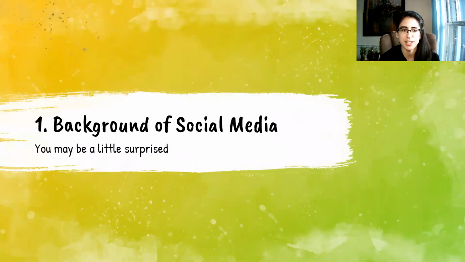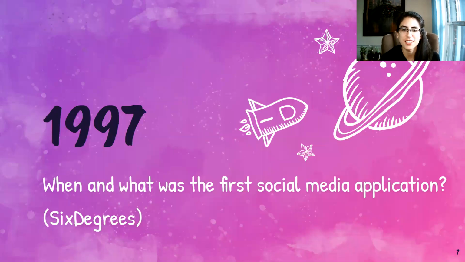So background of social media, you may be a little surprised. When was the first social media application? The first generalized social media application was founded in 1997, and it was called 6 Degrees. The idea of this platform was that all humans are connected by 6 degrees of separation, meaning if you take everyone you know, everyone they know, everyone they know, go out 6 degrees and the whole world should be connected. And this social media platform decided that they wanted to try and prove that.